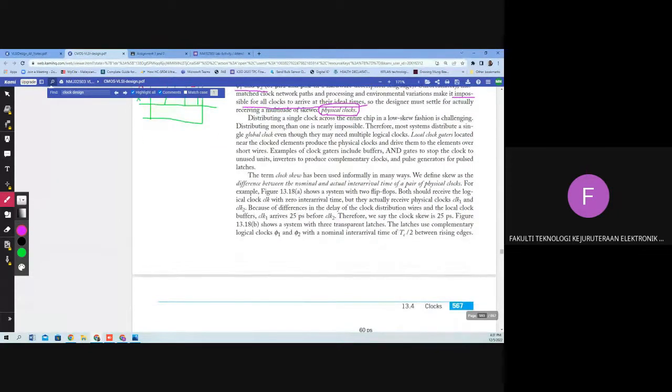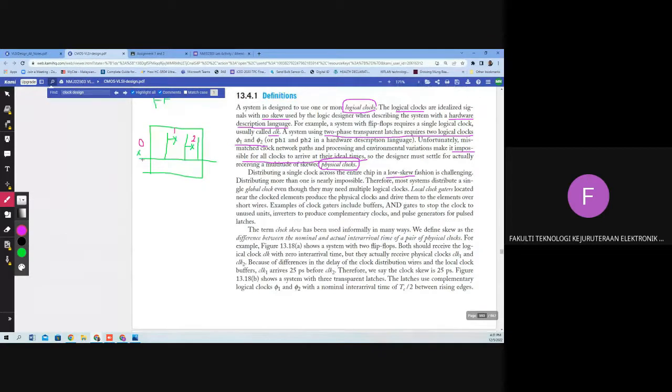So distributing a single clock across the entire chip in a low skew fashion, low skew, which is good. We try to reduce the clock skew. It's challenging. Distributing more than one is nearly impossible. So normally we use a single clock, like we have here, the main clock, and then distribute it across the chip. Only one single clock is distributed across all clock elements in the chip.